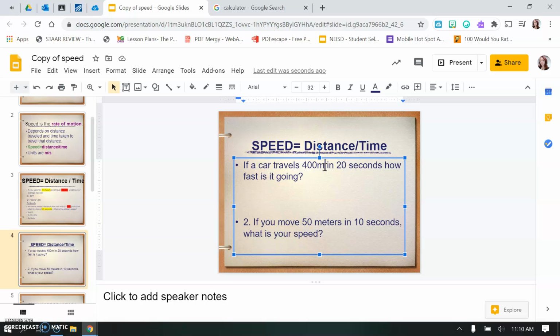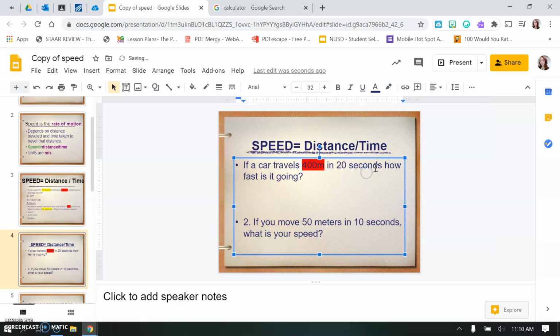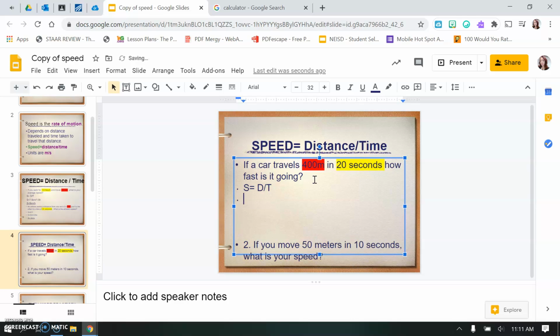The car travels 400 meters. Meters is a unit for distance. Our time, 20 seconds. The car traveled 400 meters in 20 seconds. So we can highlight our time. So we know that speed equals distance divided by time. We have our distance. It's 400 meters. We need to divide that by the time, which is 20 seconds.